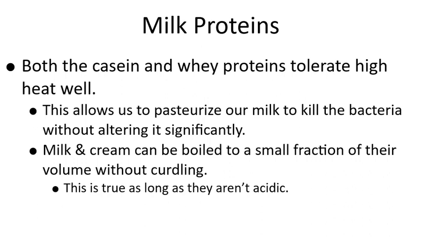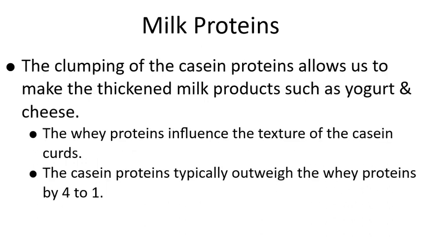That is, we can produce products like evaporated milk by removing much of the water, or even produce powdered milk by removing virtually all of the water without significantly impacting the taste. Again though, if we acidify the milk, those casein proteins begin to curdle and give us the thick, cultured milk products such as yogurt and cheese. Now, while the whey proteins don't coagulate into curds, they do influence the texture of those curdled casein proteins. And the casein proteins typically are significantly more abundant than the whey proteins at a ratio of roughly 4:1. Now, we'll discuss cheese in greater detail in an upcoming video.